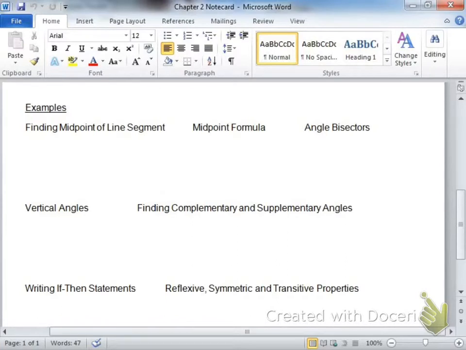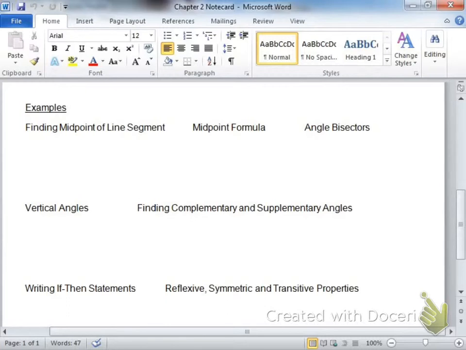Make sure you have an understanding of angle bisectors. If not, put a few of those on your note card. You need to know what vertical angles are. You need to be able to find complementary and supplementary angles. You need to know how to write an if-then statement. And then you need to know those three properties that we just covered. So I will leave these on the board for a couple minutes. If you're unsure what it means, like I have no idea what angle bisectors are, ask me now.